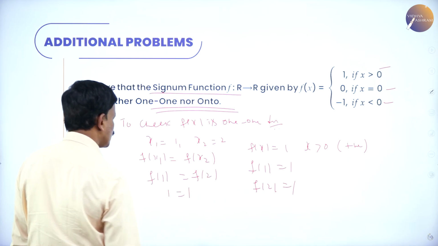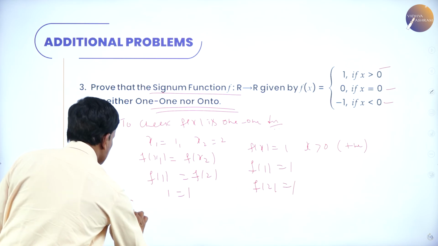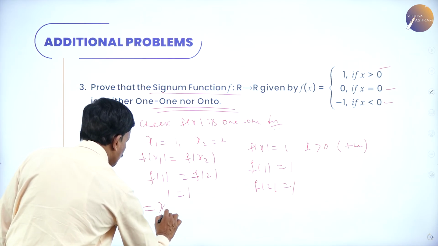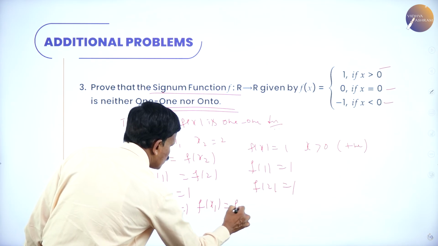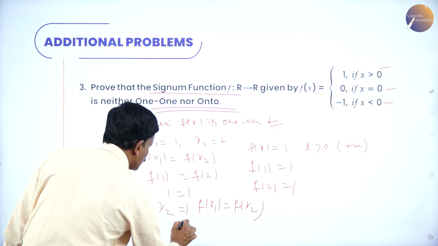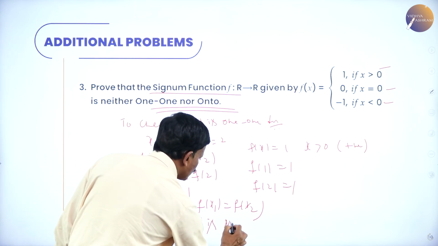1 is equal to 1. That means when x1 is not equal to x2, f of x1 is equal to f of x2. Therefore, f of x is not a one-one function.